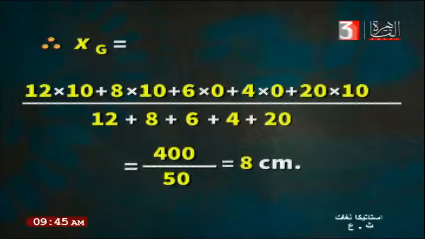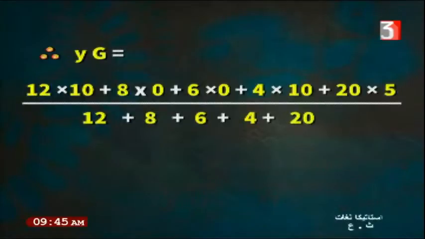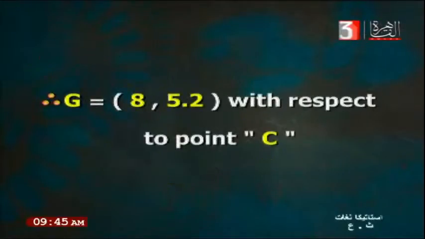By the same method we calculate yg. yg equals m1 y1 plus m2 y2 and so on, over the summation of all masses, which equals 5.2 centimeters. The center of gravity is at 5.2 with respect to point C.